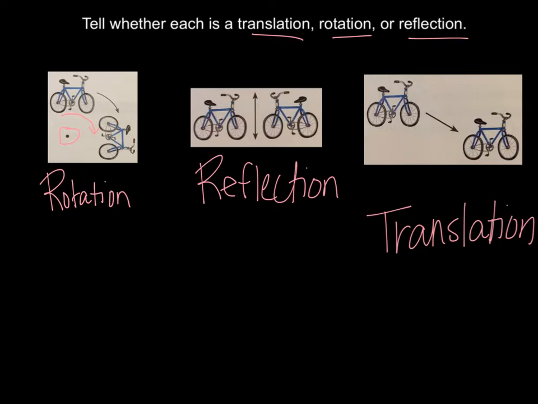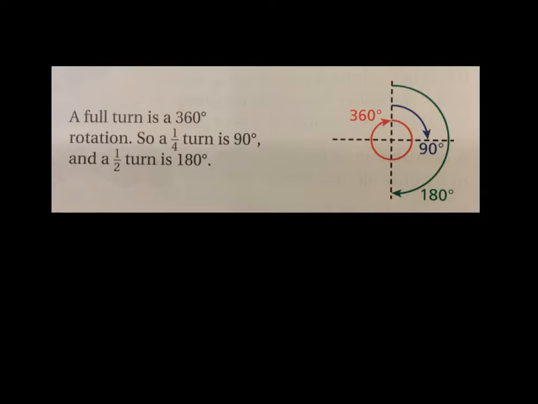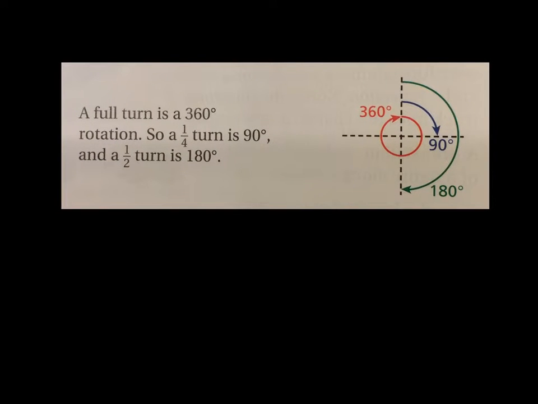Let's go to the next one. Just to give you a little reminder, if we were to rotate something all the way around back to its original state, it'd be a full turn or 360 degrees. You can see by the red line. Then we'd have a 90-degree rotation, which would be like a 90-degree angle, or a 180-degree rotation, which would be like a straight line. So we could call a 90-degree angle a fourth turn, or 1/4 turn. Or we could call a 180-degree rotation a 1/2 turn.